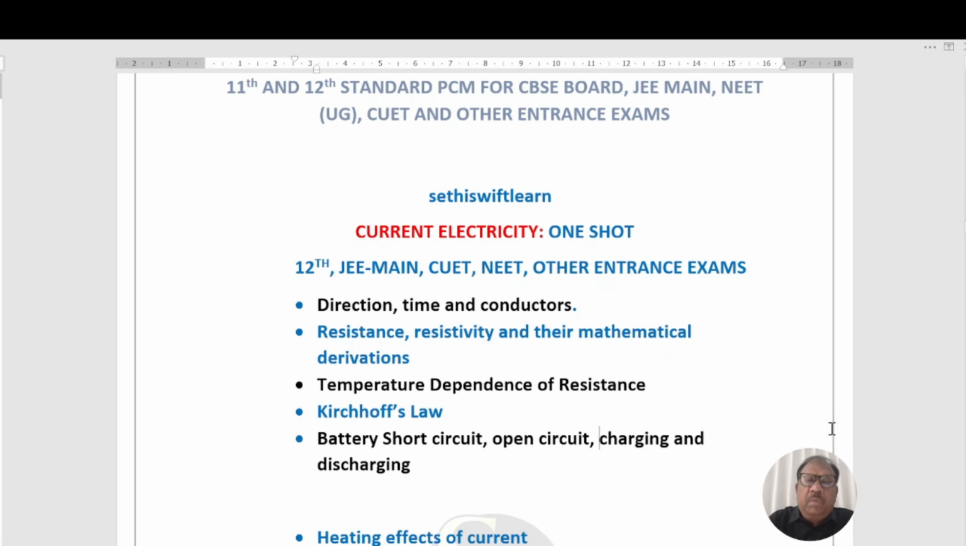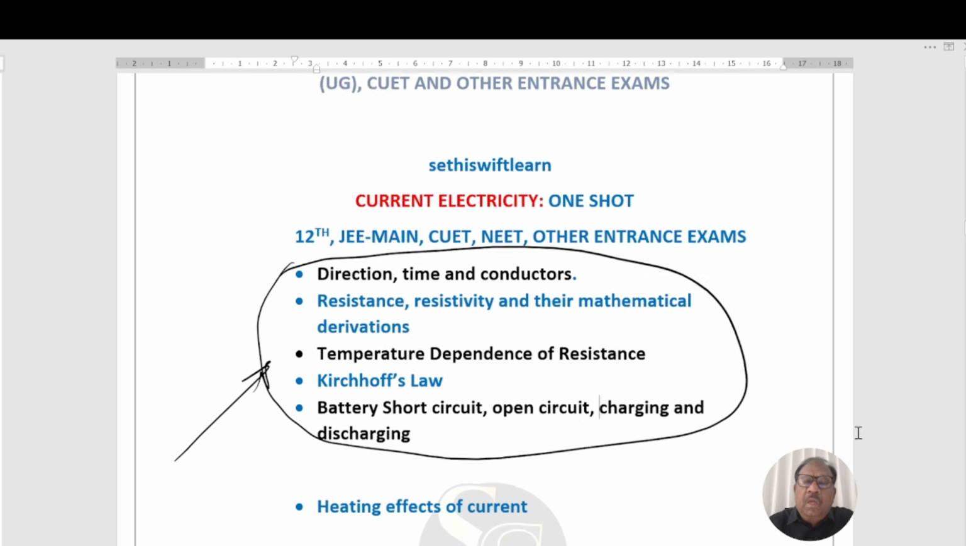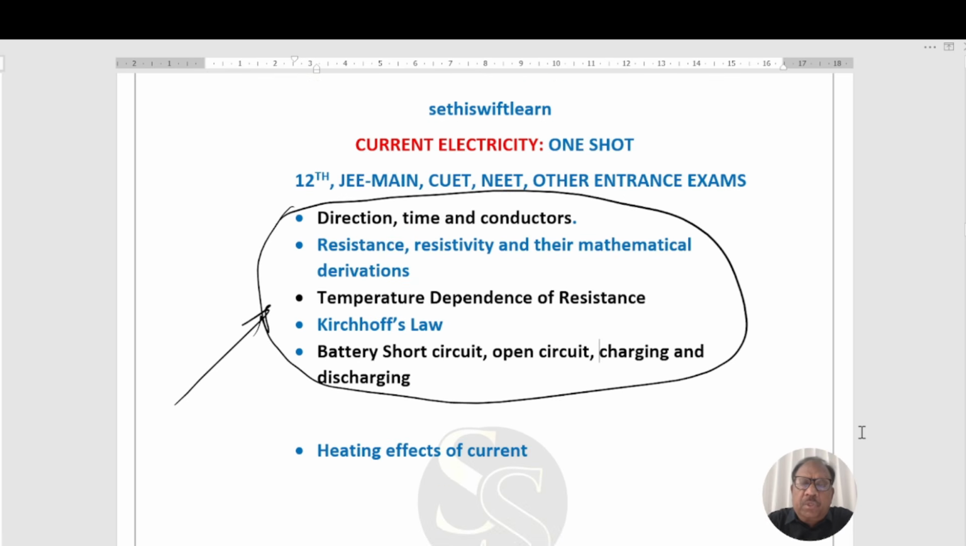In this session so far, we have gone through the tricks and concepts on all these topics. If you have any doubt, please comment it. In further sessions, we are going to discuss heating effects of current, which is going to be very, very important. It is requested to go through the session completely. Now let's start with the question and concept.